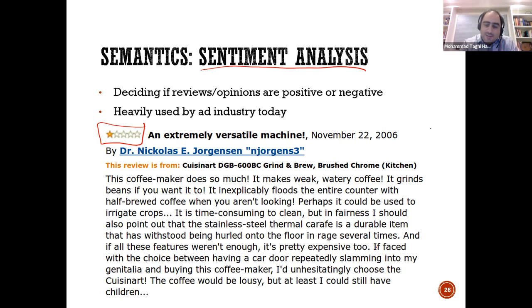For example, just reading this last one, you can read the rest yourself. But say, this is the interesting one. If faced with the choice between having a car door repeatedly slamming into my ex and buying this coffee maker, I unhesitatingly choose this coffee maker. The coffee would be lousy, but at least I would still have children. You can see this is what the person has written. It's nicely written, but it's completely non-trivial whether it is a positive one or a negative one. Of course, not everything is like that, but handling such extreme cases would be very interesting.